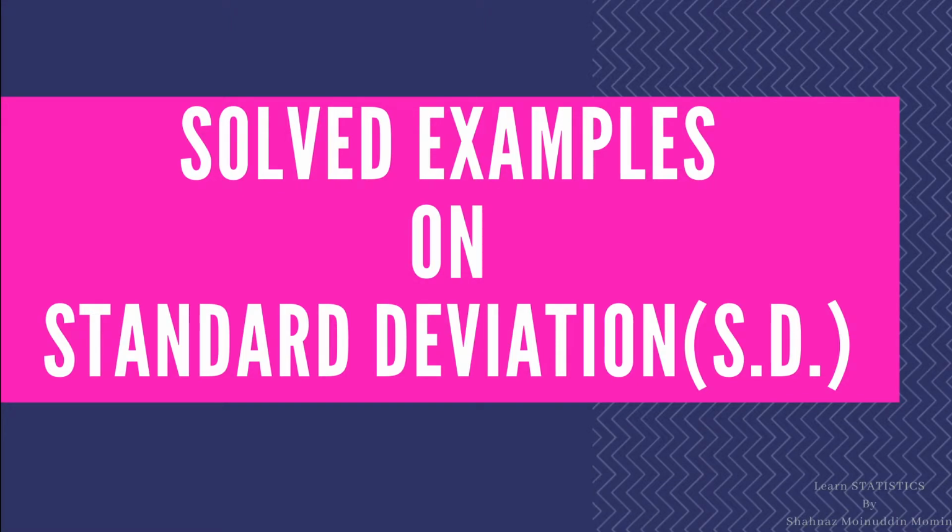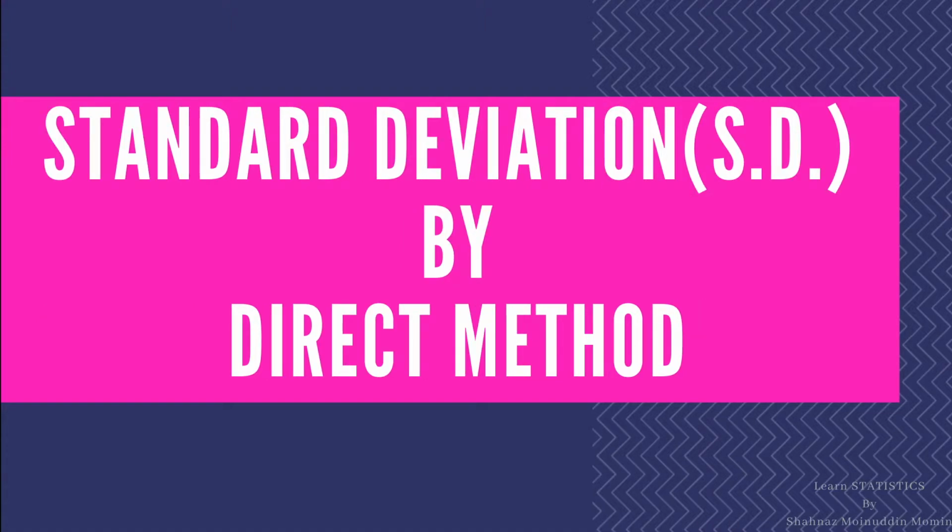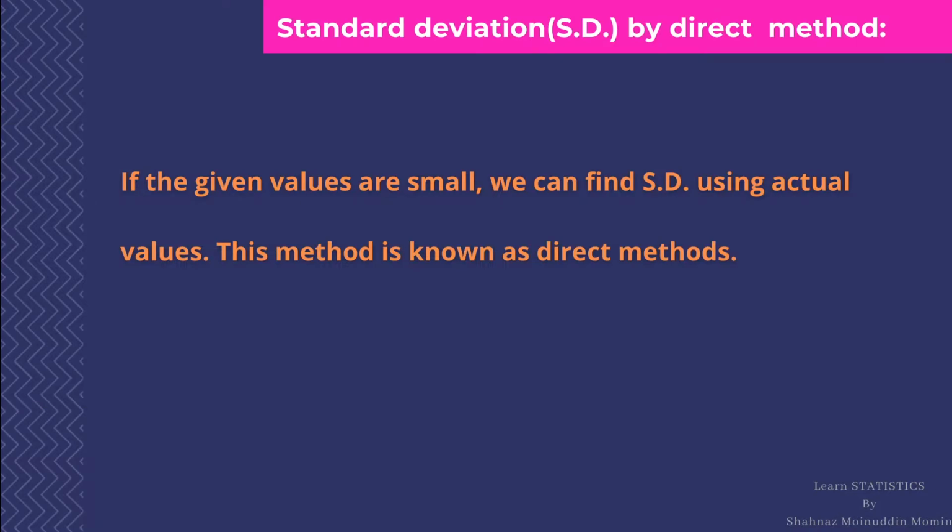Now we will learn the examples on standard deviation by the method of actual observation, and that method is known as direct method. If the given values are small, we can find standard deviation using the actual values of the data. This method is known as direct method of calculation of standard deviation.